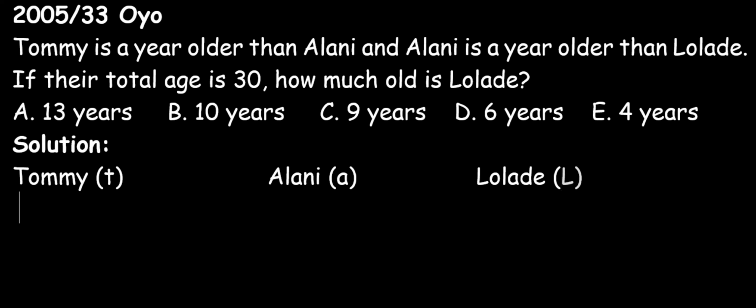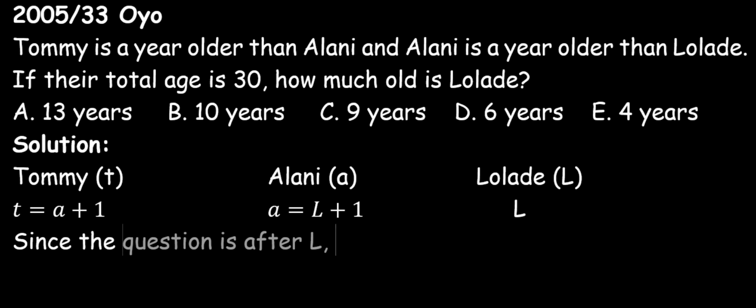Then under Tommy, we have T equals A plus 1. Under Alani, we have A equals L plus 1. And under Lolade is just L. This is based on the information we are given. Since the question is about L, we will change T and A to L.